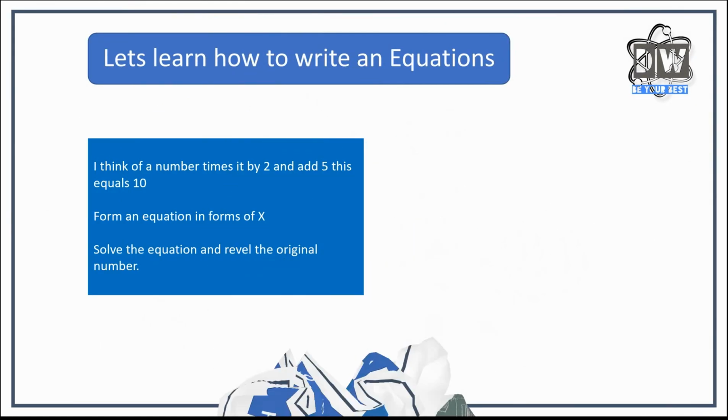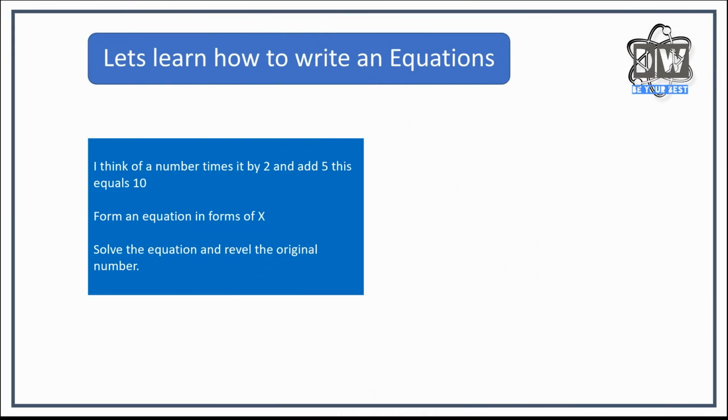Okay, so here goes an example now of how we would write these equations. I think of a number, I times it by 2, and I add 5. This equals 10. Form an equation in the form of x, solve the equation, and reveal the original number. The first thing is, let's take away all the words and just write down what we basically have. So I think of a number, let's call that number x.